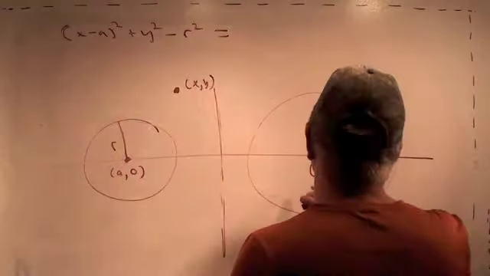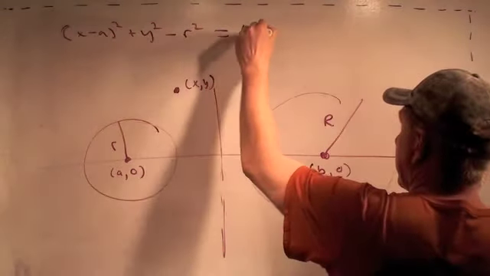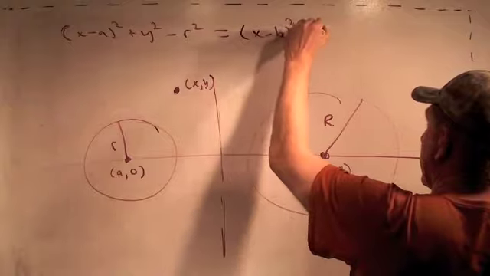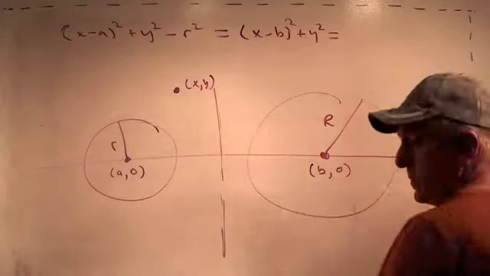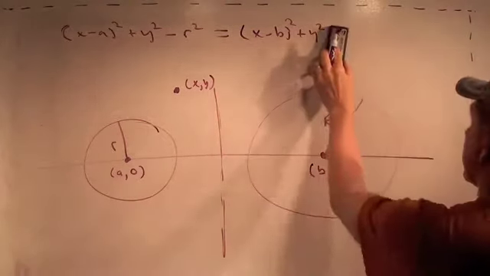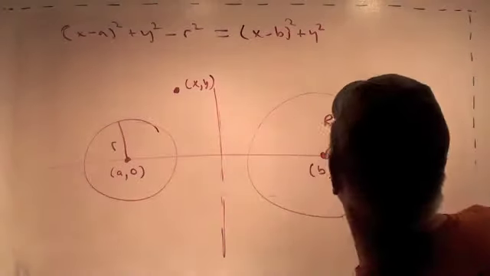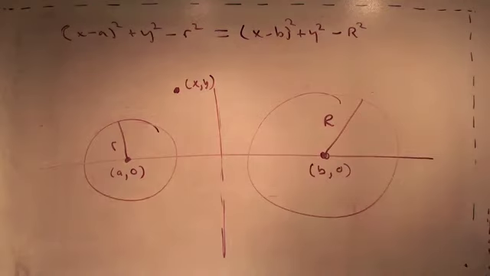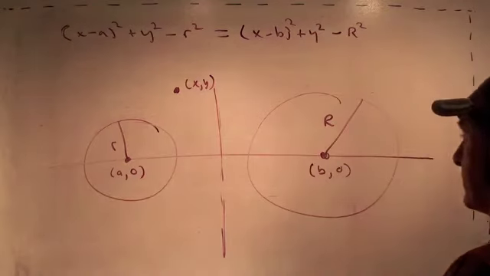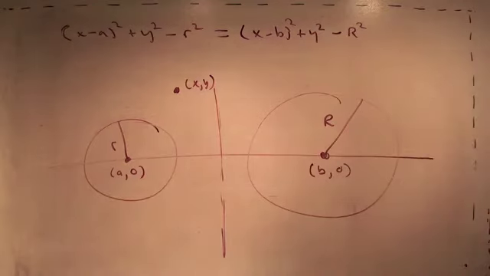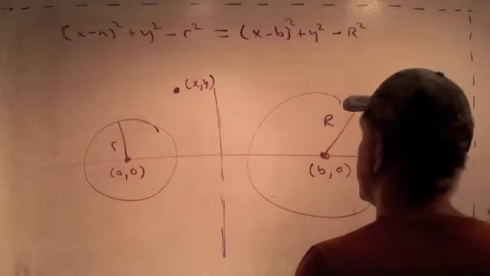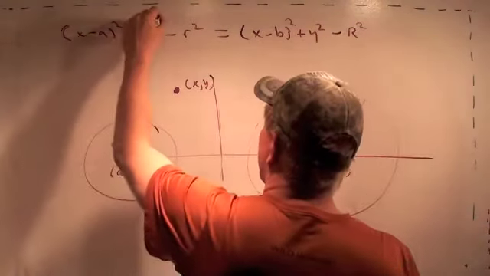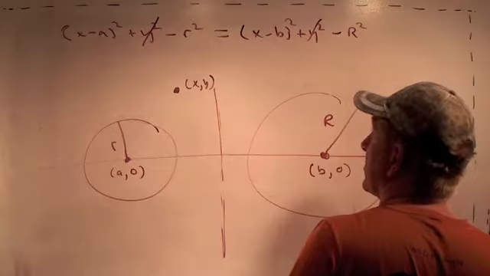And we want to find out when this is equal to this one, which is (x minus b) squared plus y squared, oops, not equals, minus big R squared. Well, it's not too hard to go through this calculation. You see the y squareds cancel out on each side, which is nice.